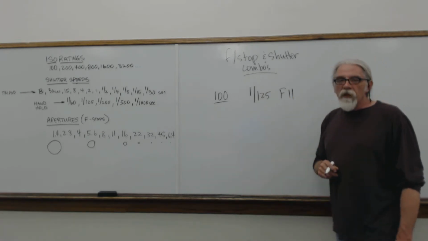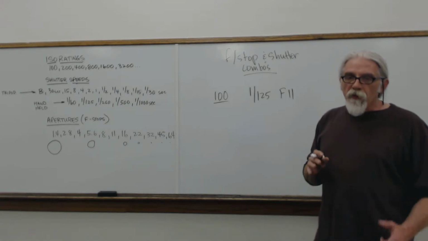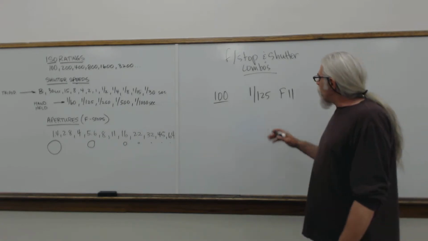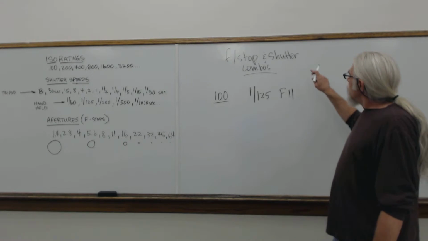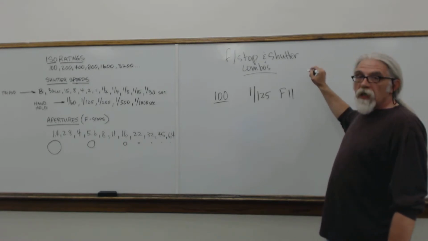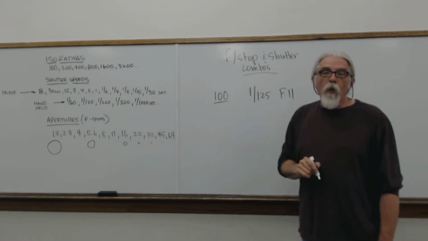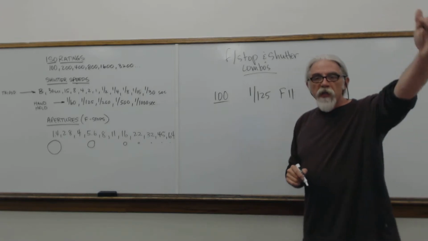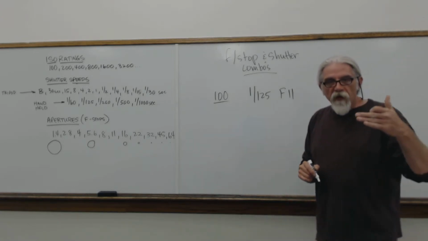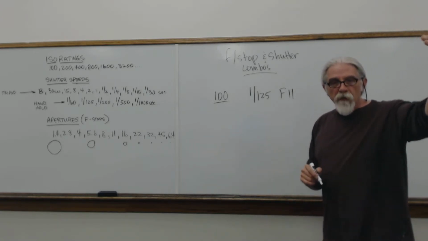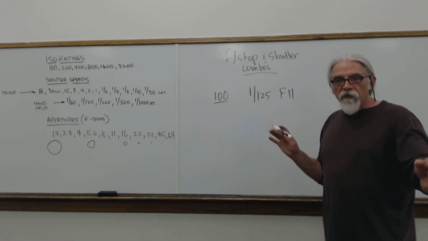At f11, we have a greater depth of field. And remember what depth of field is about. We'll get more about that later on. We can only focus on one point, whether it's 3 feet away or 10 feet away, and everything in front of that point and everything behind it slowly goes out of focus.